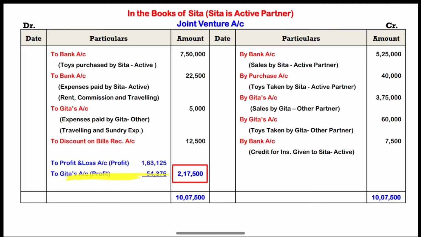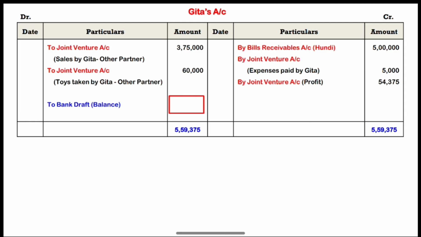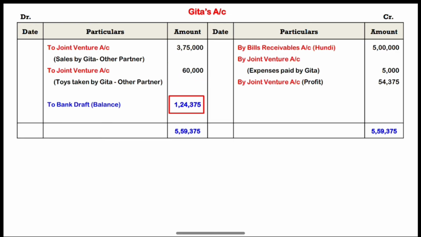Now the profit of Gita is transferred to Gita's account on the credit side by joint venture profit, and then we have to close the account of Gita, that is on the credit side. Total is 5,59,375 minus 3,75,000 minus 60,000. We will get the bank draft balance rupees 1,24,375. Perfectly clear, very easy.